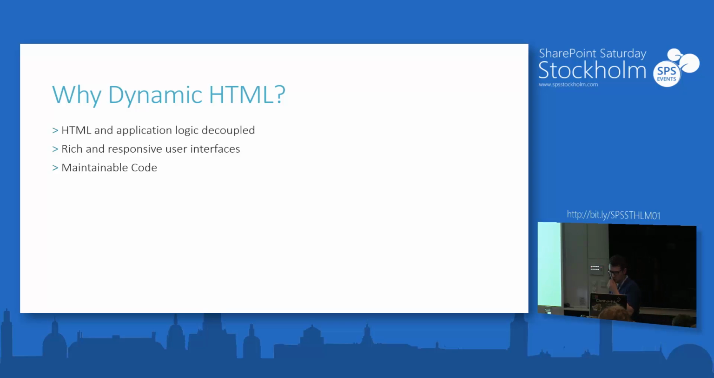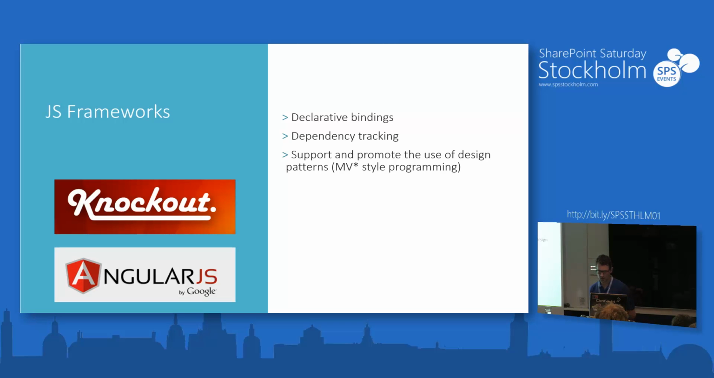Since we rely heavily on HTML, CSS, or responsive design, we benefit from decoupling the HTML and application logic. So I'm going to try to explain why I'm a big fan of dynamic HTML. It allows us to create rich and responsive user interfaces while keeping maintainable code. One of the ways to do this is through the use of JavaScript frameworks. So what do those frameworks have to offer? There are many types of frameworks. AngularJS is a very popular one. I've been working with Knockout for a couple of years, so that's my favorite. I'll just mention those two, but there are a couple more.